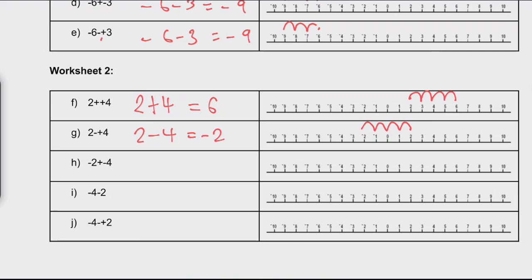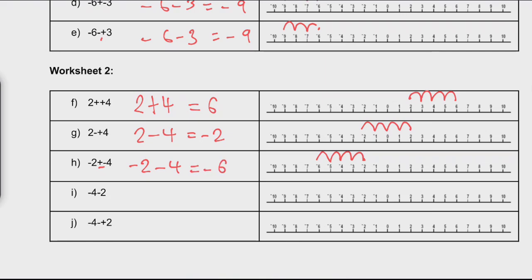Okay, for our next question, we have -2 plus -4. So where are the two operators touching? It's in the middle here. So we've got a plus and a minus, and that makes a minus. So we end up with -2 minus 4. So let's start at -2, and we want to go left 4 spaces. 1, 2, 3, 4, and we end up at -6.